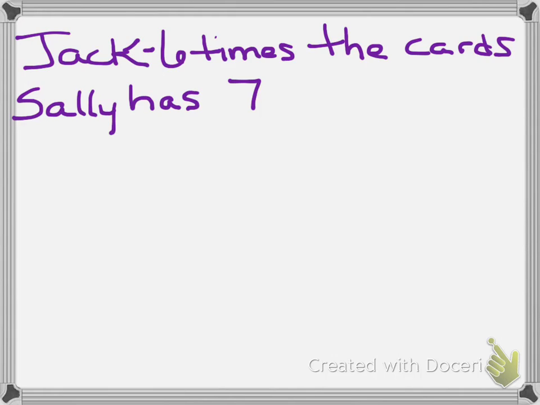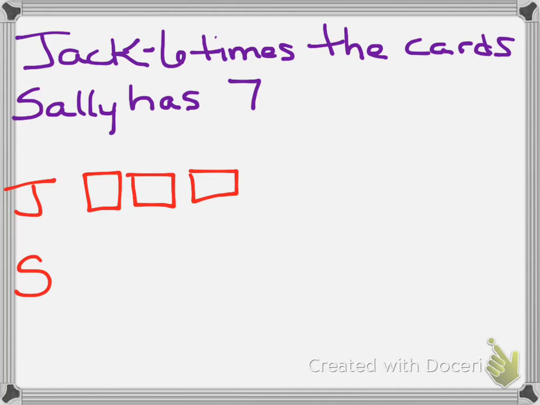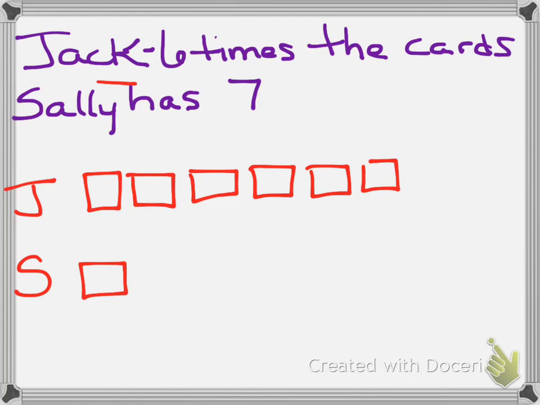I have Jack and Sally. So I'm going to write a J for Jack and S for Sally. Jack has 6 times the cards that Sally has. So Jack automatically gets 6 boxes. And then sadly, Sally gets 1 box. What other information did they give us? Well, they told us that Sally has 7 cards. So Sally gets 7. If that goes in that box, all the other boxes are going to have 7s.